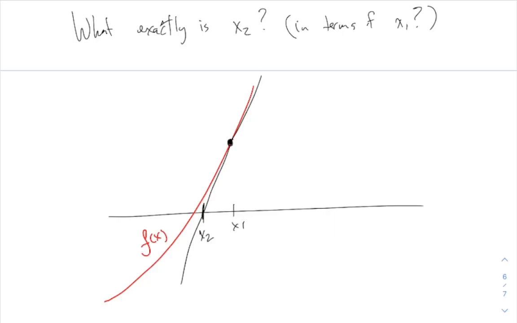Anyway, this line right there, this is the tangent line to f of x at the point whose x value is x1, and the y value is whatever the y value is. I will say f of x1, right? Like this point right here, its coordinates are x1 comma f of x1.